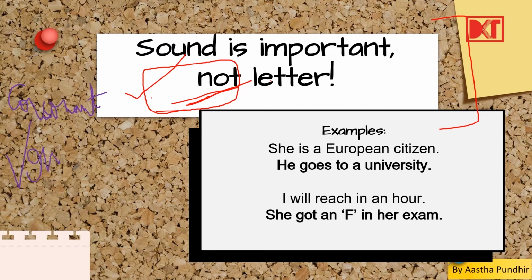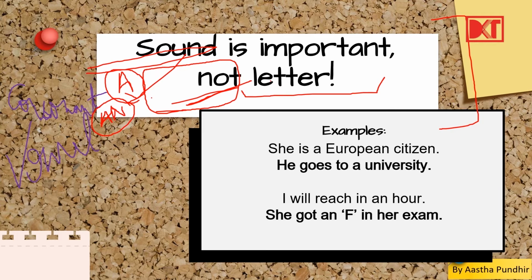जब कॉन्सोनेंट साउंड हो तो वी यूज अ, एंड जब वॉवल साउंड है तो वी यूज एन. अब आपको रिमेंबर करना है कि यहाँ पे हम साउंड की बात कर रहे हैं, लेटर की नहीं. मतलब कोई लेटर ऐसा भी है जो कॉन्सोनेंट होगा पर उसकी साउंड वॉवल की होगी, या फिर कोई वॉवल होगा पर उसकी साउंड कॉन्सोनेंट की होगी.